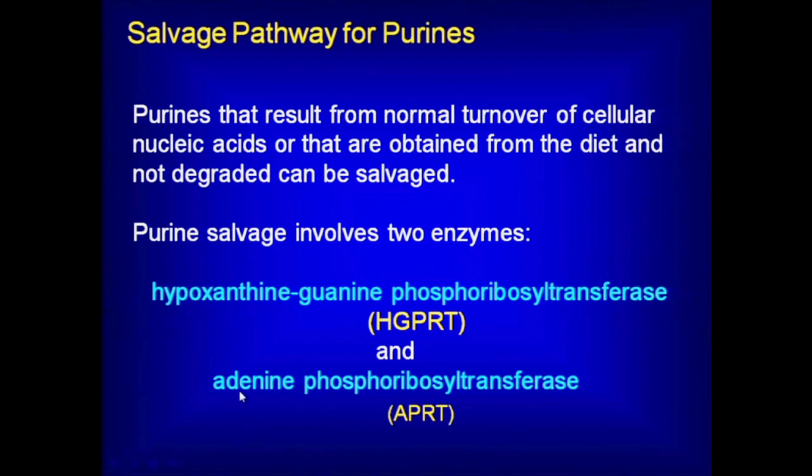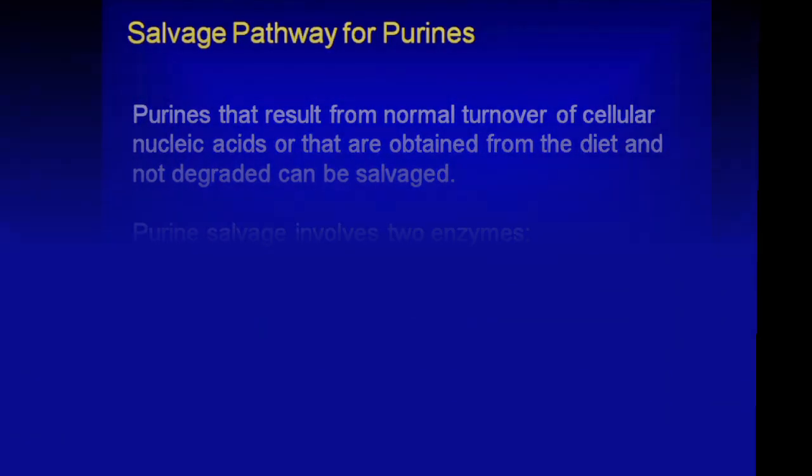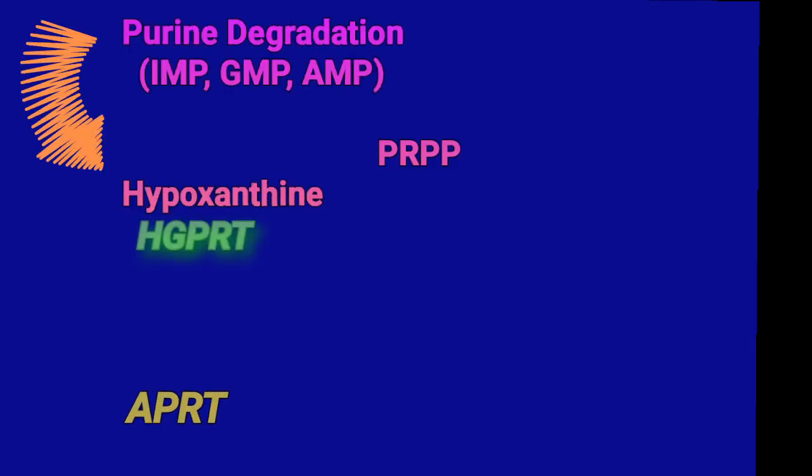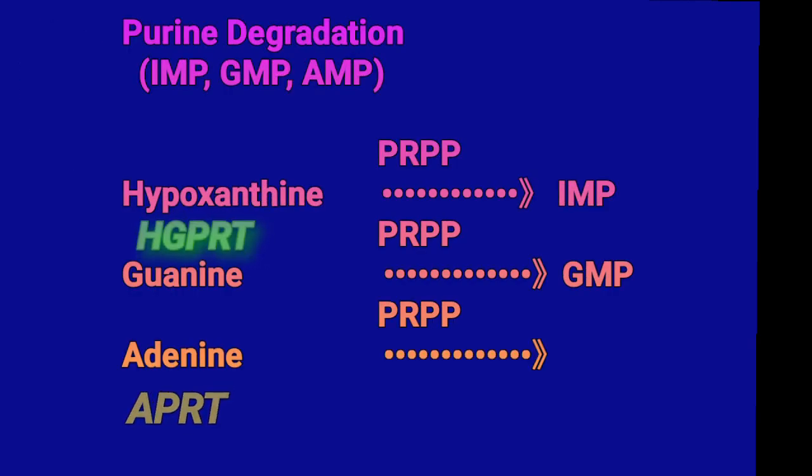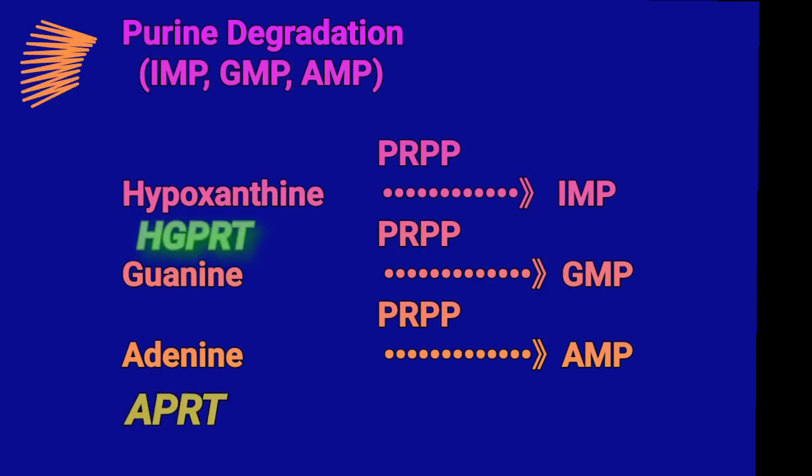And another one called adenine phosphoribosyl transferase, APRT, specific for adenine nitrogenous bases. So this is what the salvage pathway looks like. Here's hypoxanthine. As you can see, it's a purine base. It's really an intermediate in the degradation of IMP. Here's guanine. It's an intermediate in the degradation of GMP.